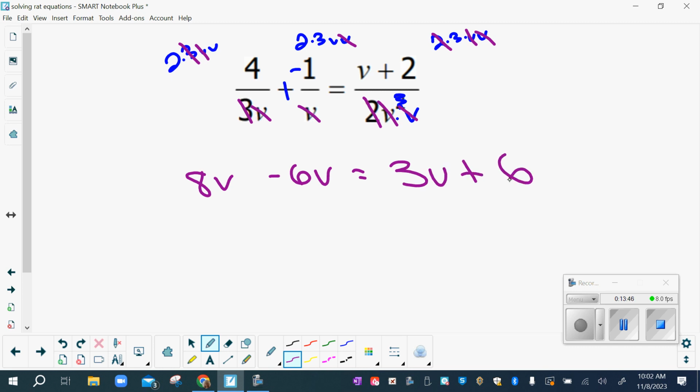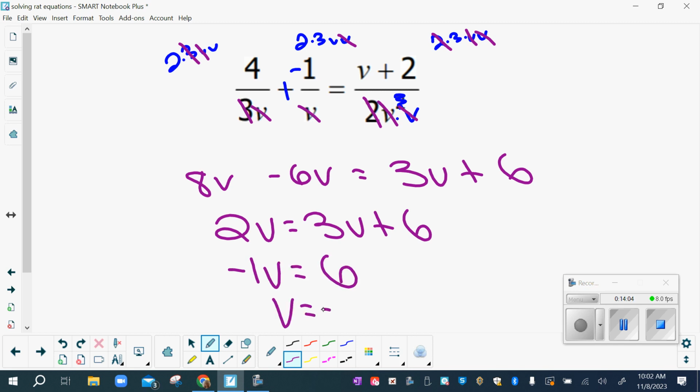Beautiful job, Audrey. You realize you have to do a little bit of distribution. Right on, my friend. Hey, clean that up and get an answer for me. I'm going to say 2V equals 3V plus 6. Negative 1V equals 6, or V equals negative 6. But before I get all excited and write a big box around it, I'm going to double check. Does he blow up this guy? No. Does he blow up this guy? No, he does not. Does he blow up this guy? No, he's good. Boom. Maybe do your box once you've checked.